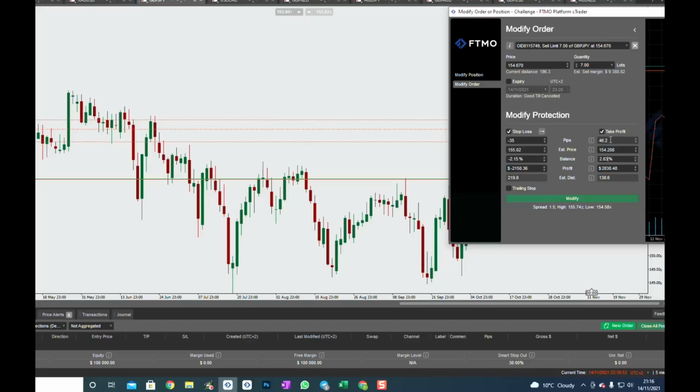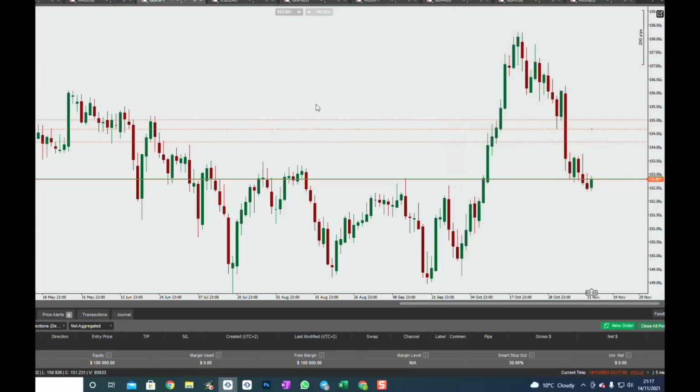For me, I'm happy to risk 1.5 to 2% on any FTMO challenge. You know, there's time restraints of 30 days, so we need to pick the best trades and see how they get on. So that'll be the first one.